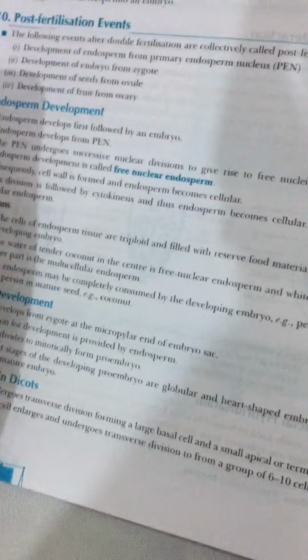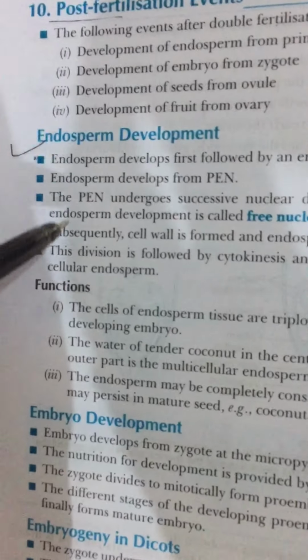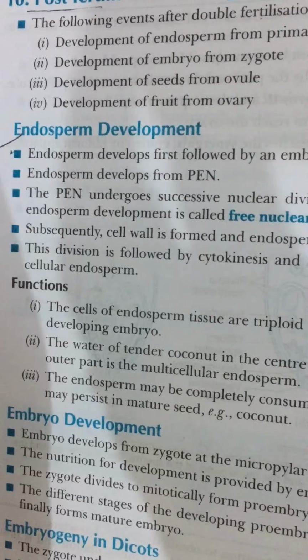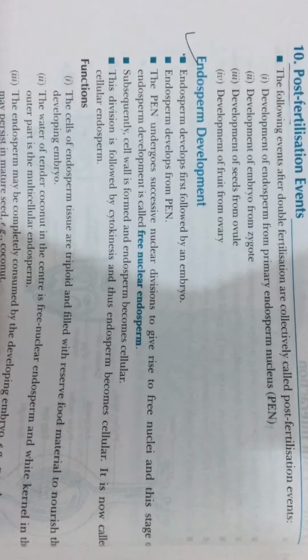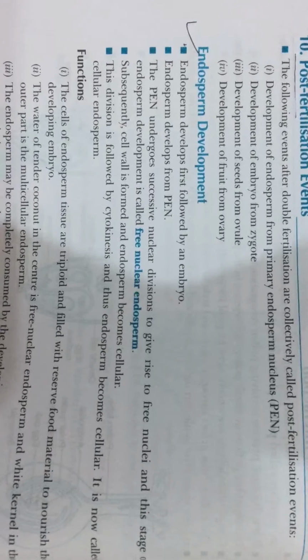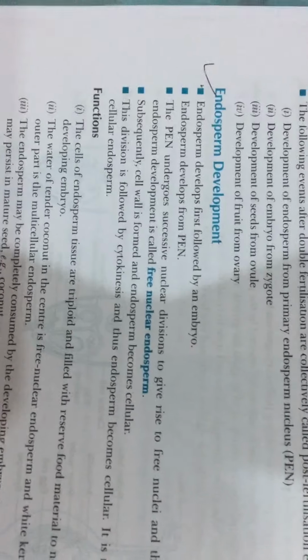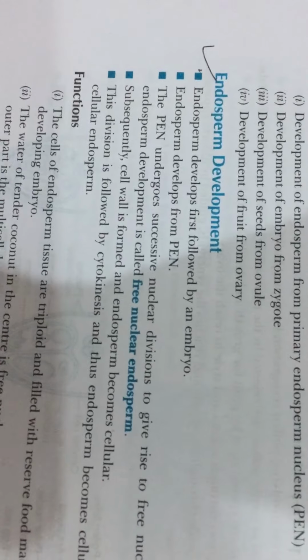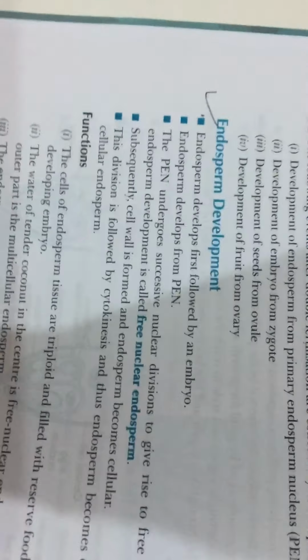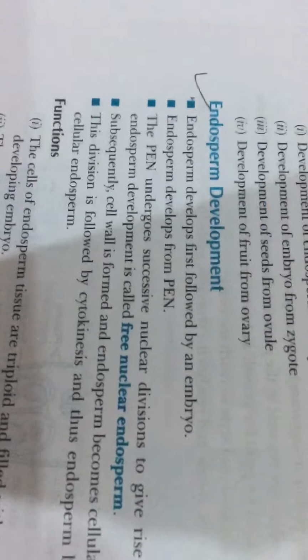Endosperm is the food-laden tissue which provides nutrition to the developing embryo. This tissue is filled with reserve food materials, and it results from triple fusion, in which the PEN, primary endosperm nucleus, is formed. This nucleus undergoes several nuclear divisions to form free nuclei. This stage is called free nuclear endosperm. After that, cell wall formation takes place. This type of endosperm is present in coconut.